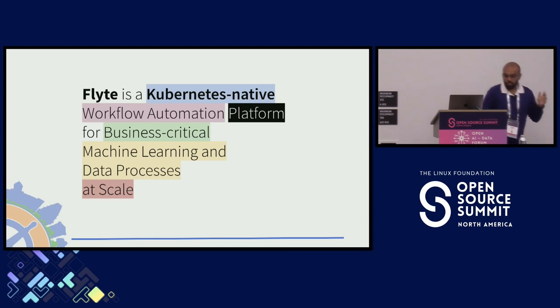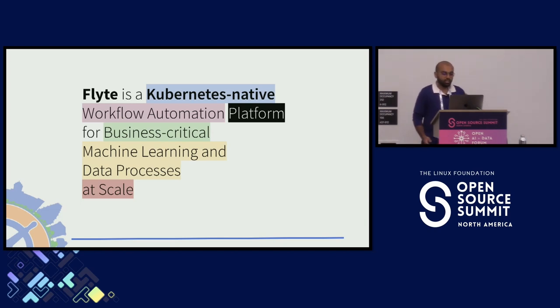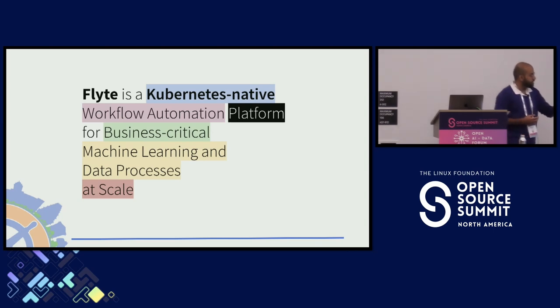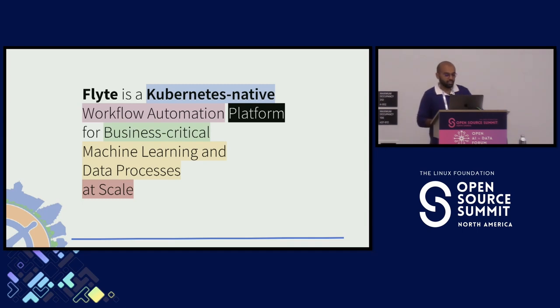Then there is workflow automation. So what is a workflow? If you have heard about DAGs, DAGs are directed acyclic graphs. And it is just a set of instructions. What is machine learning and data processing? We get some data, we train some data, and we then do some testing on it and inferences. And we want all of that at scale, and Flyte is the tool for that.